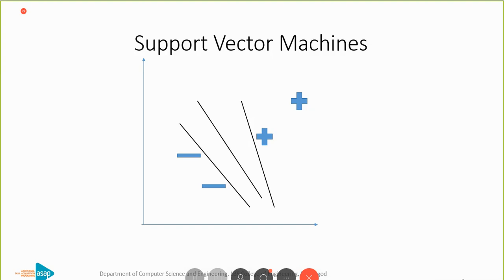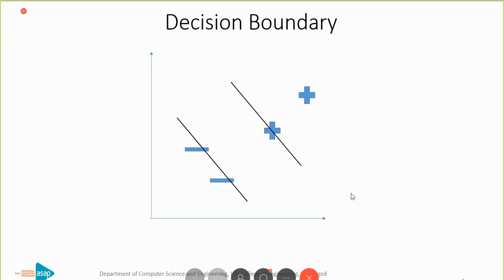You can have more straight lines. You can draw a line like this. You can have infinite straight lines that can be drawn to separate the positive from the negative samples. Which line will you choose as the decision boundary? Let us see the decision boundary of a support vector machine.